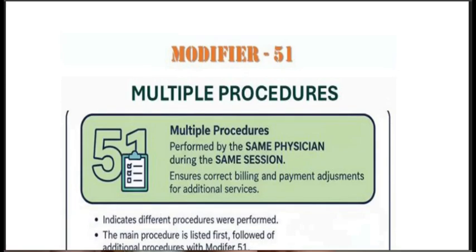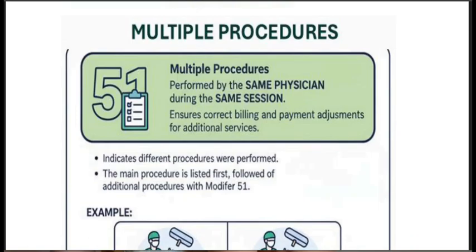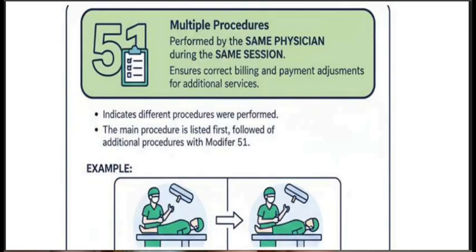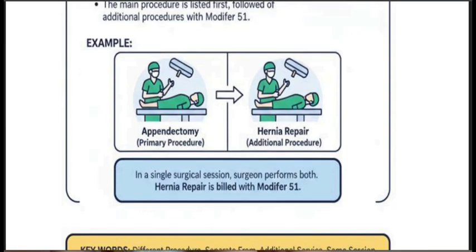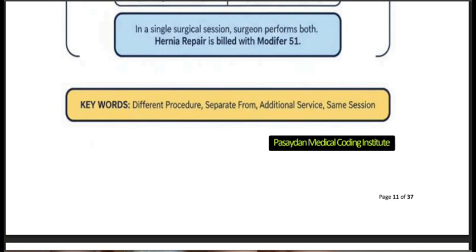Modifier 51, multiple procedures. When the same physician performs multiple surgeries or procedures during the same session, we have to give the 51 modifier to indicate that different procedures were performed. The main procedure is listed first, followed by the additional procedures with modifier 51. With an appendectomy as the primary procedure and a hernia repair as the additional procedure, we give the 51 modifier to the hernia repair. The keywords are different procedure, separate from additional services, and same session.